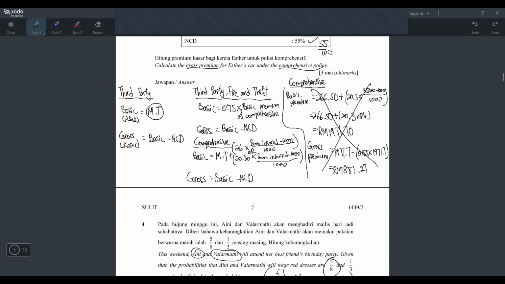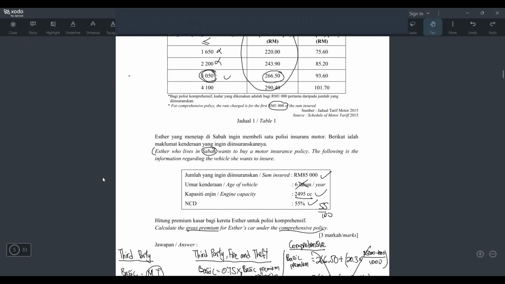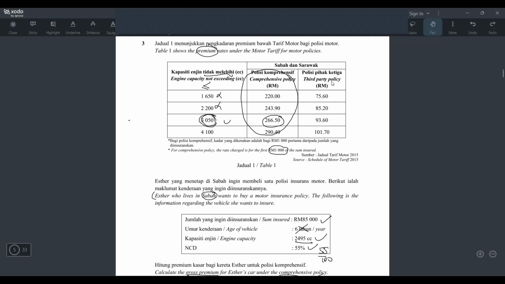So for third party, how to get your premium asas, your basic premium, refer to your motor tariff. And then how to get your gross premium, just take your basic premium answer minus NCD. Because in your motor tariff, you can actually get the basic premium for third party.